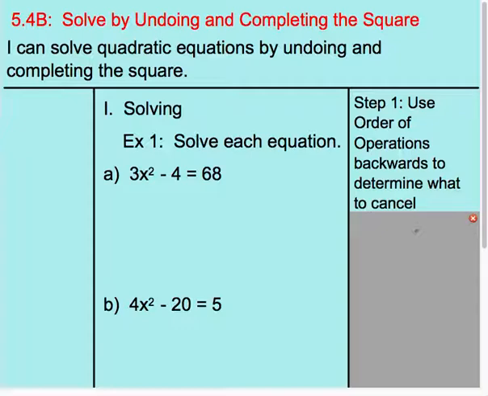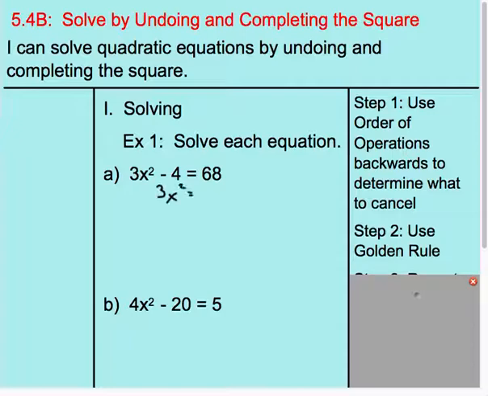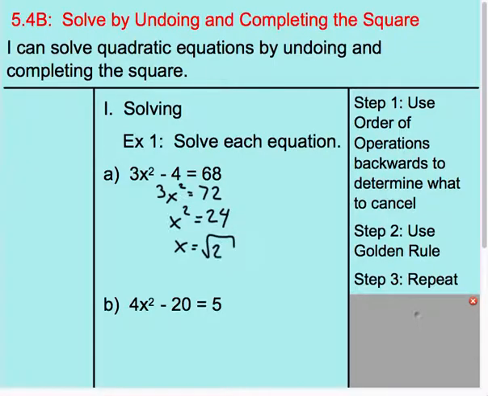So looking at our first equation, we've got 3x squared minus 4 equals 68. So we're going to cancel the minus 4 first. The way we do that is by applying the golden rule, which is whatever you do to one side, you do to the other. So we're going to add 4 to both sides. And then we're going to repeat, meaning use order of operations backwards to determine what to cancel. So I'm going to divide both sides by 3 using the golden rule. And then to cancel the square, I'm going to take the square root of both sides.